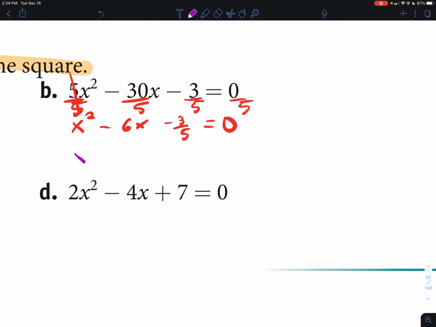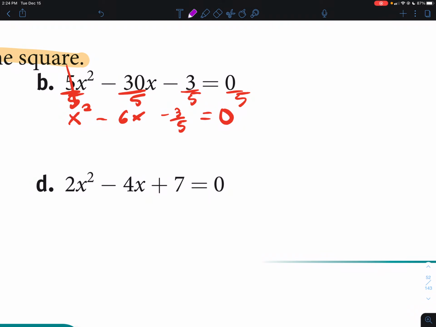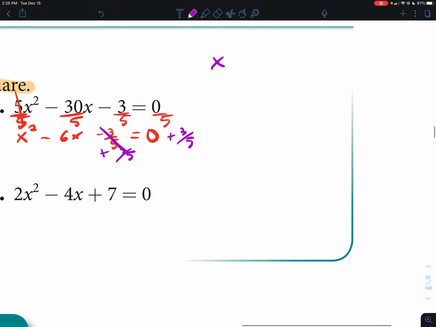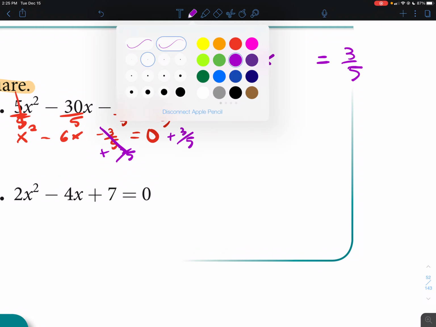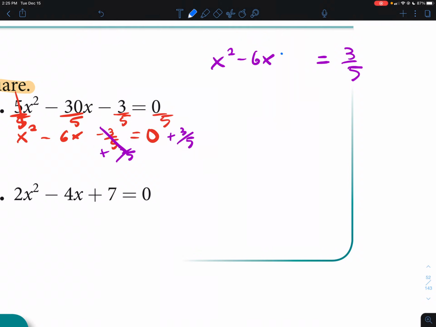Now we need to complete the square. Oops. I'm going to make room, so I'm going to add the 3/5, get it out of the way. And I'm going to get x squared minus 6x, save room, equals 3 over 5. Time to complete the square. I'm going to throw in a blank here, and what I add to one side, I add to the other. To fill in the square, what number completes the square?